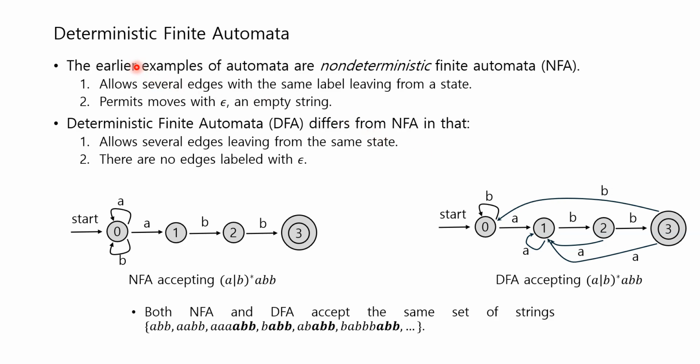And now let's look at deterministic finite automata. The earlier examples of automata are non-deterministic finite automata, NFA, and an NFA allows several edges with the same label leaving from a state, and it permits moves with epsilon on an empty string. On the other hand, the deterministic finite automata, DFA, differs from NFA in that it allows several edges leaving from the same state.